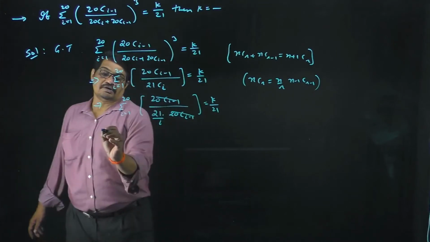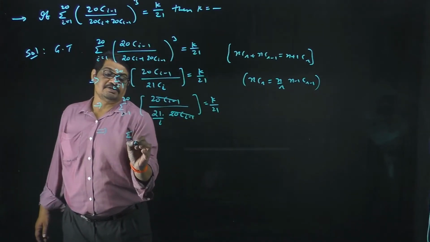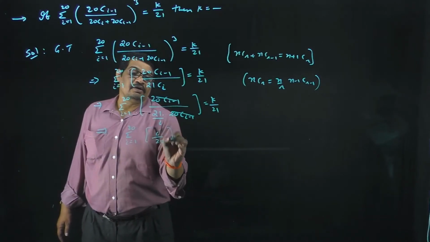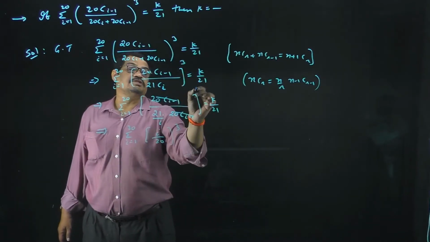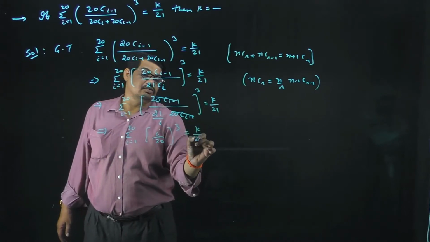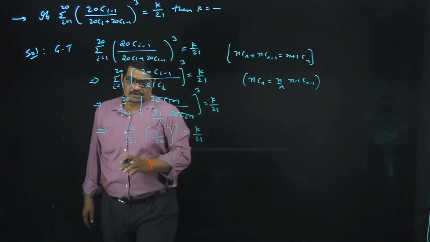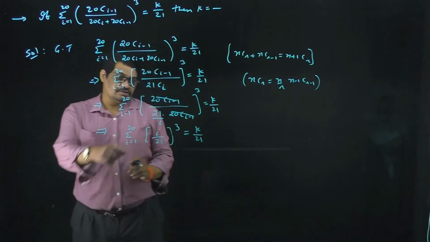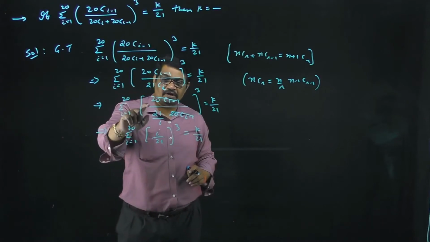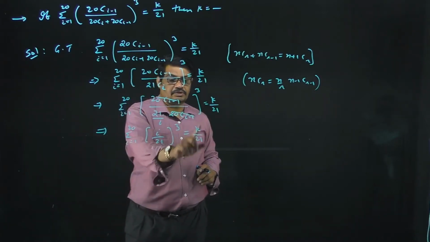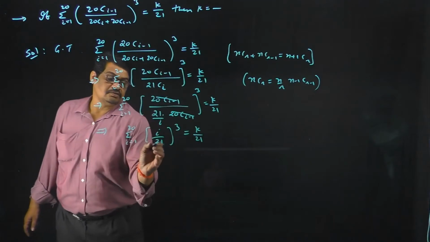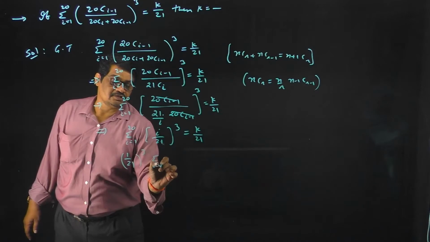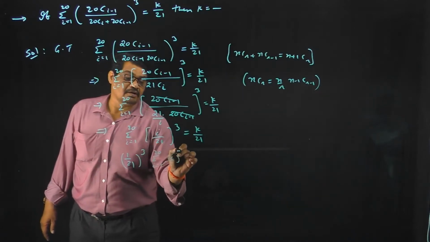So the remaining terms: sigma i equals 1 to 20, i by 20 whole cube, equal to k by 21. Here this is the 20, so the denominator comes to the numerator: i by 21 whole cube is equal to k by 21. So now 1 by 21 whole cube, sigma i equals 1 to 20, i cube, is k by 21.